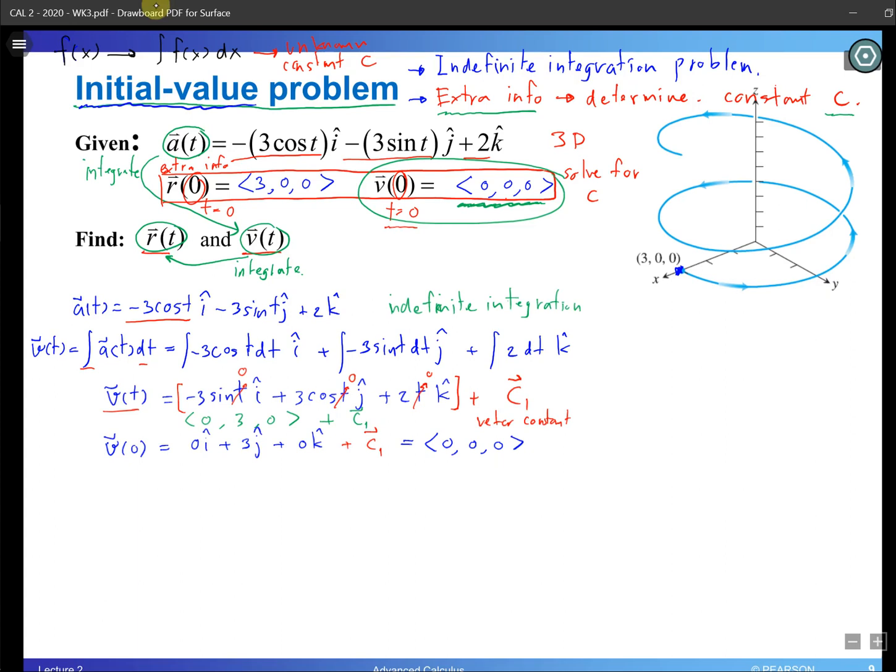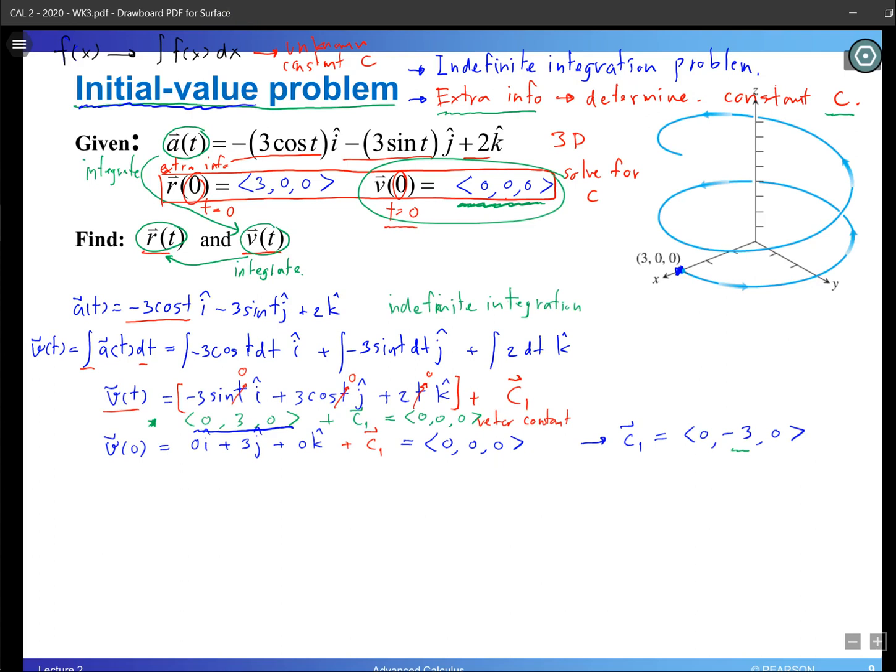So here, let's take a look here. This is going to be equal to 0, 0, 0. So I need to move this vector 0, 3, 0 to the other side, and I can solve for c1. Here I get c1 to be equal to, let's solve it right here, c1 equal to 0, minus 3, and 0. So what I just did is to solve this equation. I move this vector to the other side, and that's why it becomes minus 3. And since I know the c1, I can complete this vector function v(t).